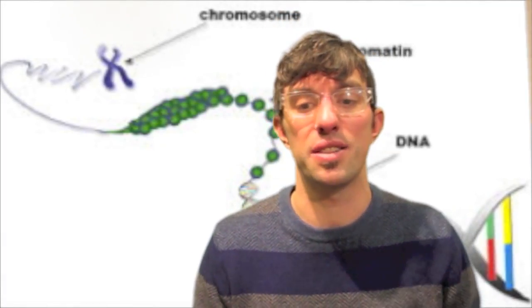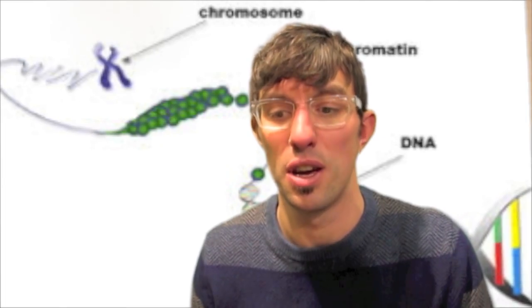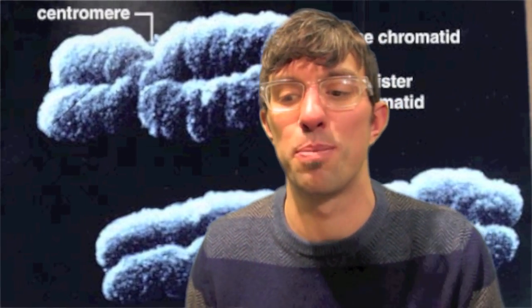So the deal is during interphase, chromosomes actually appear in the form of chromatin. And this is actually just a big mass of long fibers of a combination of both DNA and protein.